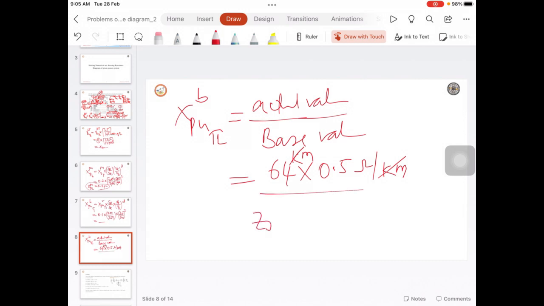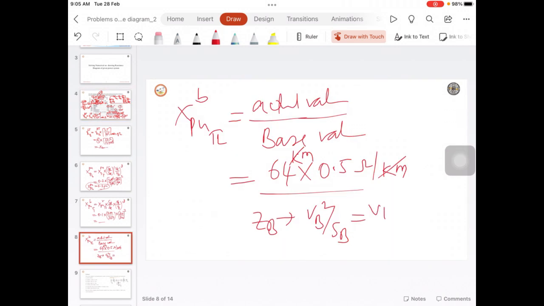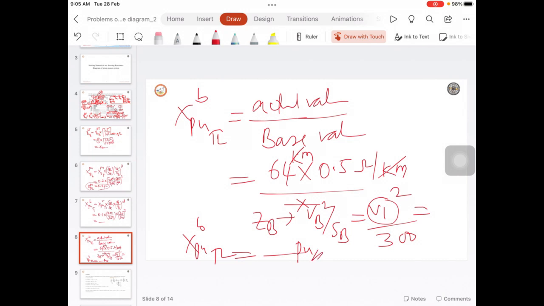Base value is ZB, and the formula is VB square by SB. So here, the transmission line side base voltage is already found, and that value we have to consider, let us take V1. So V1 square by SB, where SB is always the same, that is 300. This is how you can find the base value. You write this base value here, and you can find the value of X per unit on common base for the transmission line in per unit. Actual value divided by base value, so ohms get cancelled and you will get the per unit value. This is how we can find the value of X per unit on the transmission line.